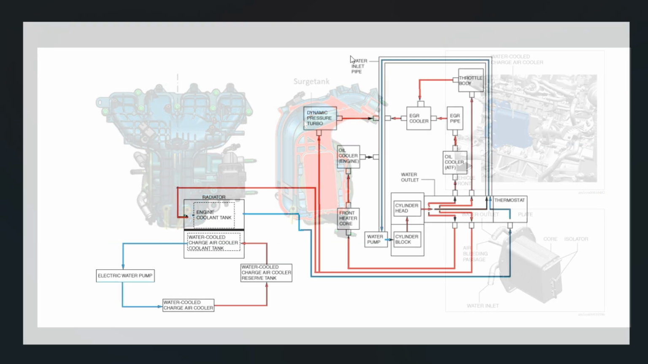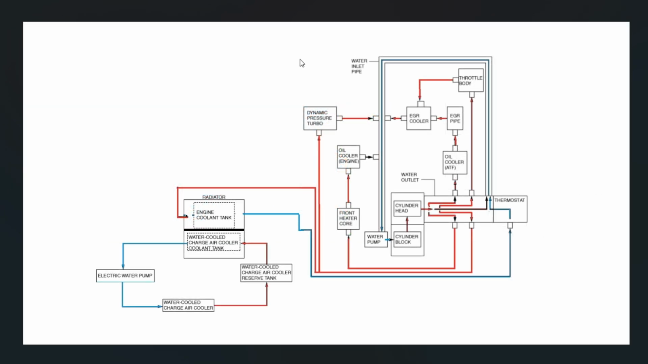All right, so back to our picture here. Let's talk about the high temp cooling circuit. You've got the cylinder block and cylinder head. Coolant goes from the block to the head, and then it leaves. This is your thermostat housing assembly. Cylinder head temperature is the hottest temperature inside the engine.